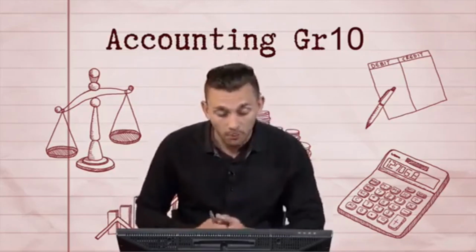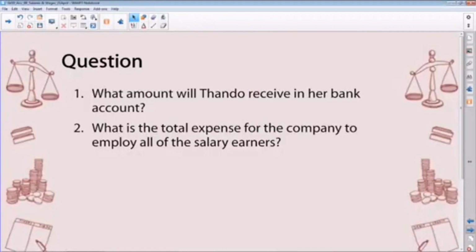Now, firstly, I want to leave you with two questions and just get you back into the groove. Maybe think about salaries again. Let's look at those two questions. Number one, what amount will Thando receive in her bank account? And then number two, what is the total expense for the company to employ all the salary earners?